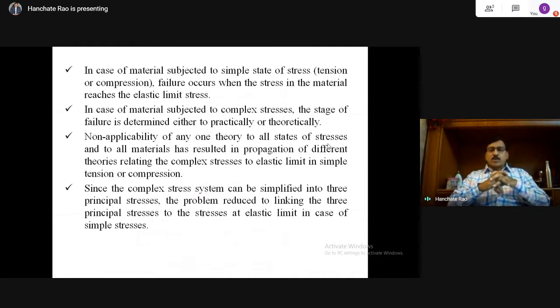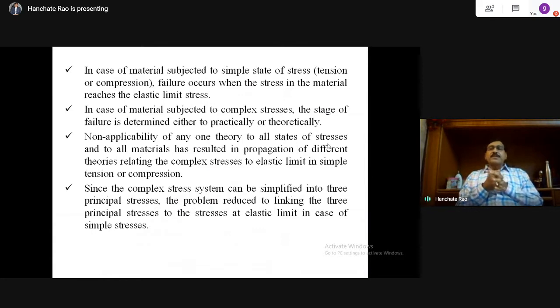Actually, if you go to real conditions, the failure doesn't occur at the elastic limit. After the elastic limit also, we get the yield point. At ultimate stress, then only the failure will occur. But here we assume that the stress is directly proportional to strain, which is within the elastic limit. So we are assuming that the failure occurs at the elastic limit. For any material, whether it is in compression or in tension, the failure occurs at the elastic limit only. That's what we are considering.